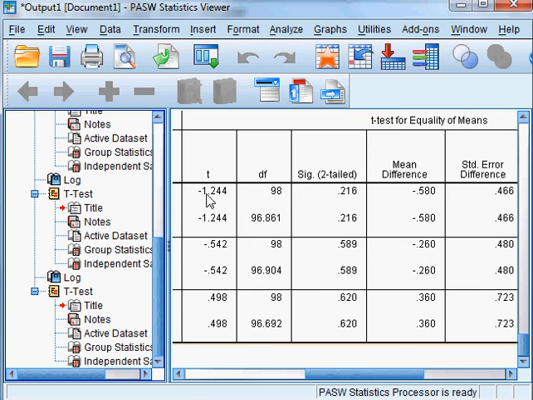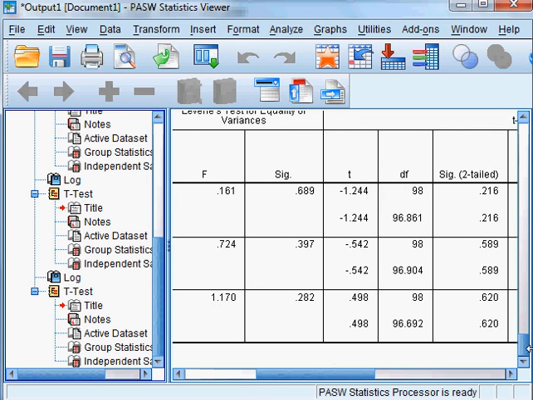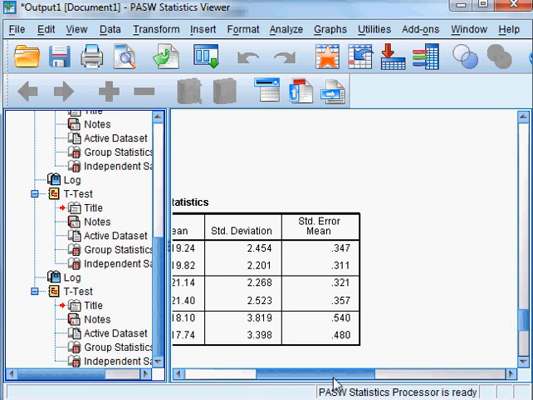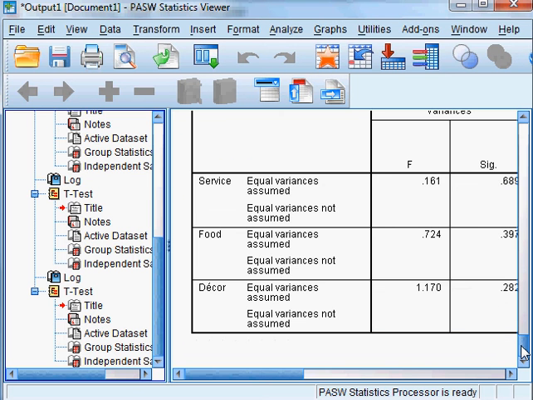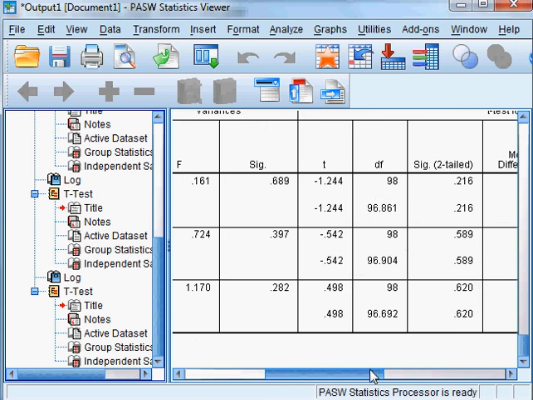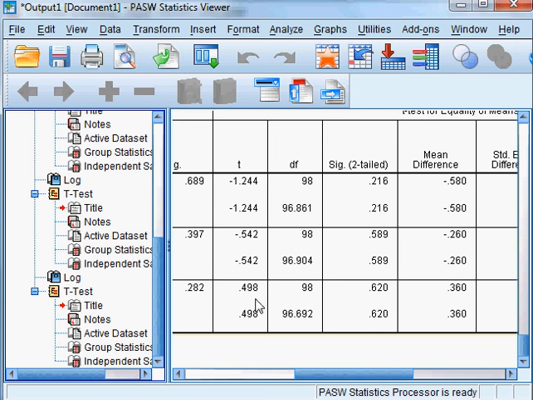Notice that these are negative, so t's are negative when the second group is larger than the first group. So here, this is bigger, then this is bigger. So we have a negative, negative, positive.